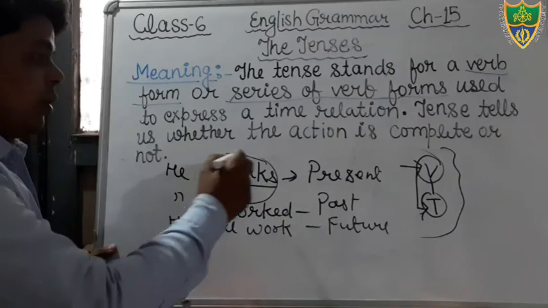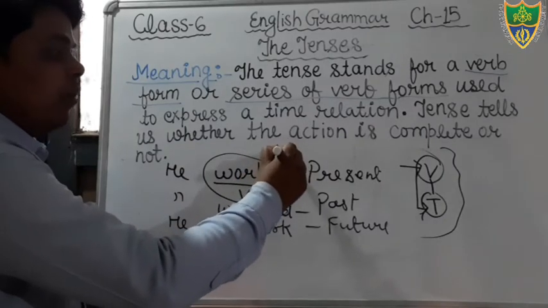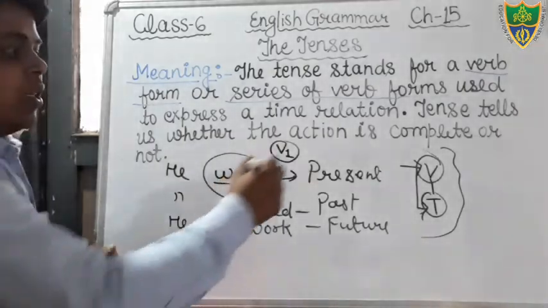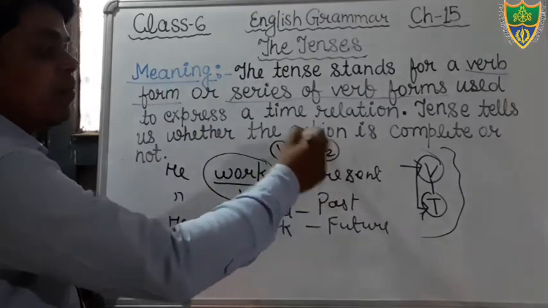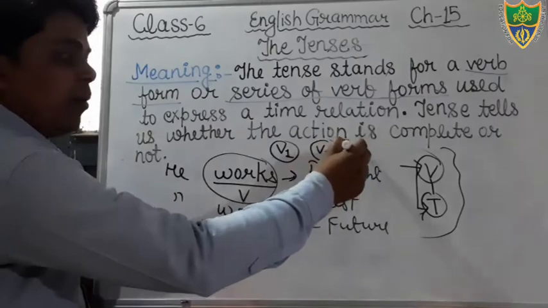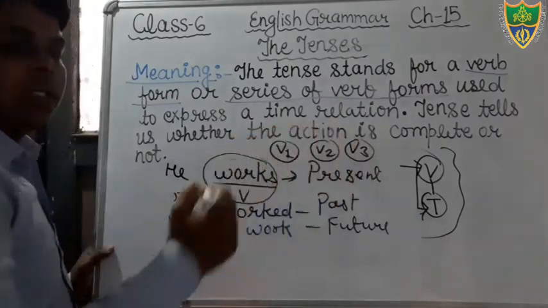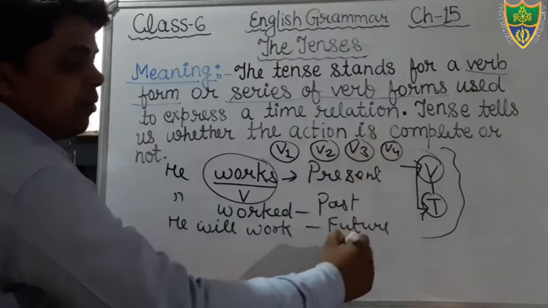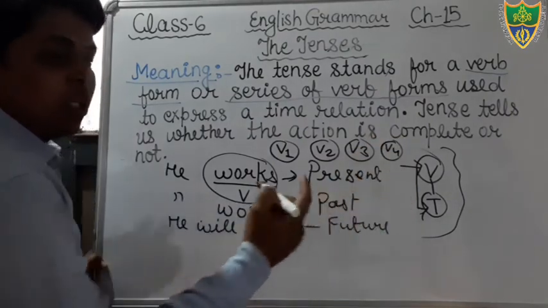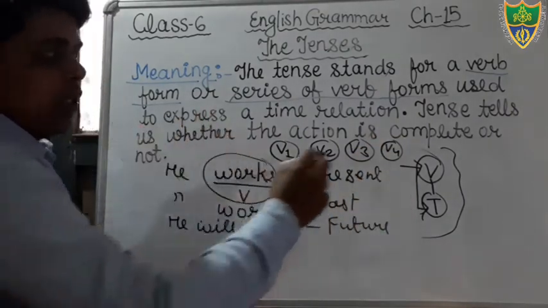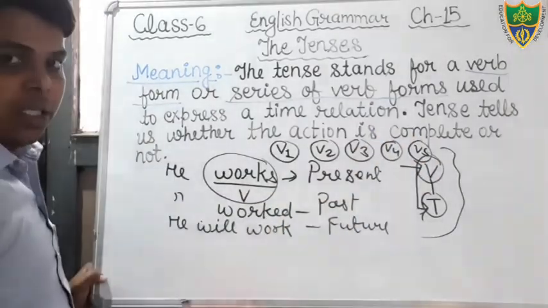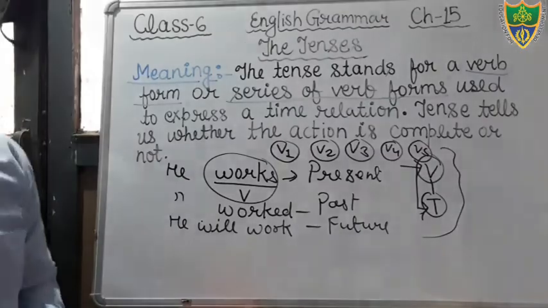You have to understand, students, there are so many forms of the verb. The first form is the main form of the verb, the second form is the past form, the third form is the past participle form, and the fourth form is the one in which we add ing. Suppose go is there, going will be there. And the fifth form is the one in which we add s or es. Okay students, so these are the forms.